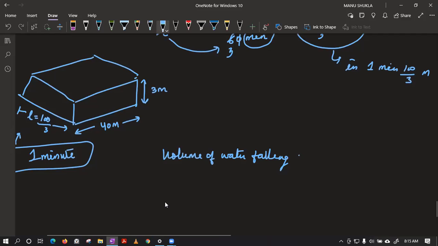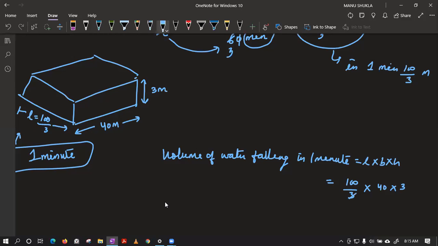The volume of water falling in 1 minute will be given by L into B into H, that is 100 upon 3, which is the length we have found, and the breadth is 40 and the height is 3. Now see, this is the benefit of not cutting and taking decimals. This 3 will cancel directly and the answer is 4000 meters cube. The answer is 4000 meters cube, or we can convert this into liters also if you want. Class, we all know in 1 meter cube how many liters are there? Please confirm.